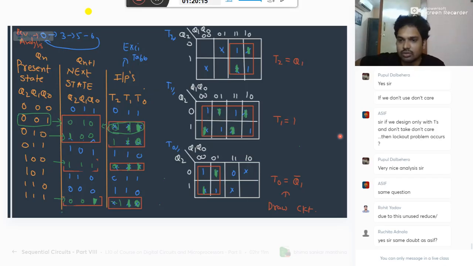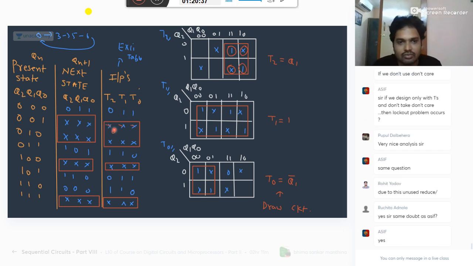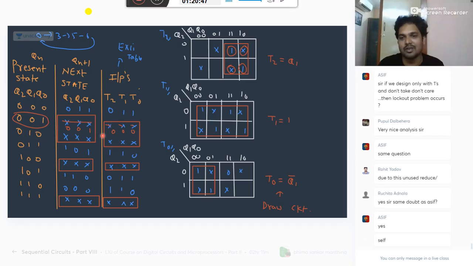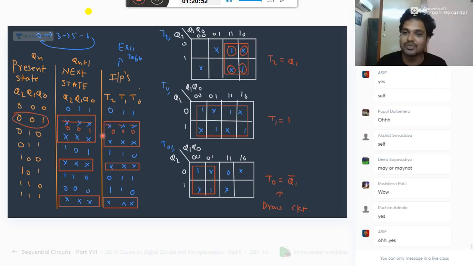What is your doubt? Sir, if you design only with ones and don't take don't cares, then does the lockout problem occur? No, please listen, it will occur. You design with ones also, indirectly you are treating them as zeros. In that case, you are treating all of them as zeros. Then if one comes, then it most compulsorily occurs because you get 0, 0, 1. A self loop can be formed in that case. It is more dangerous. You are giving 100% chance for the lockout.